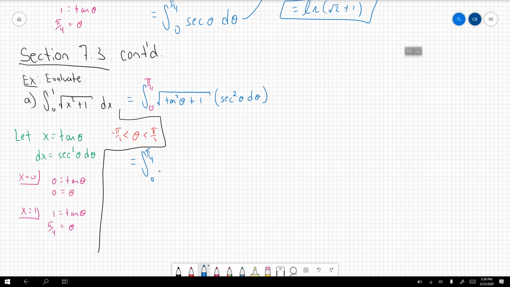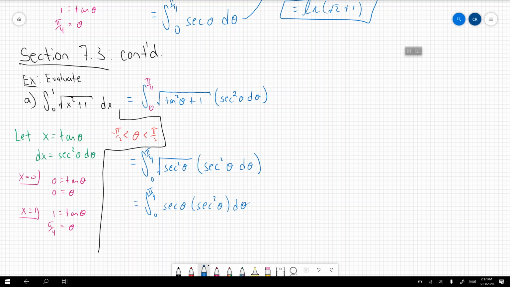Now look at the radicand. The radicand there should remind you of a Pythagorean identity. And you'd be right, it is a Pythagorean identity of the square root of secant squared. Because of that, we're going to be able to look at secant of theta multiplied by secant squared theta d theta.